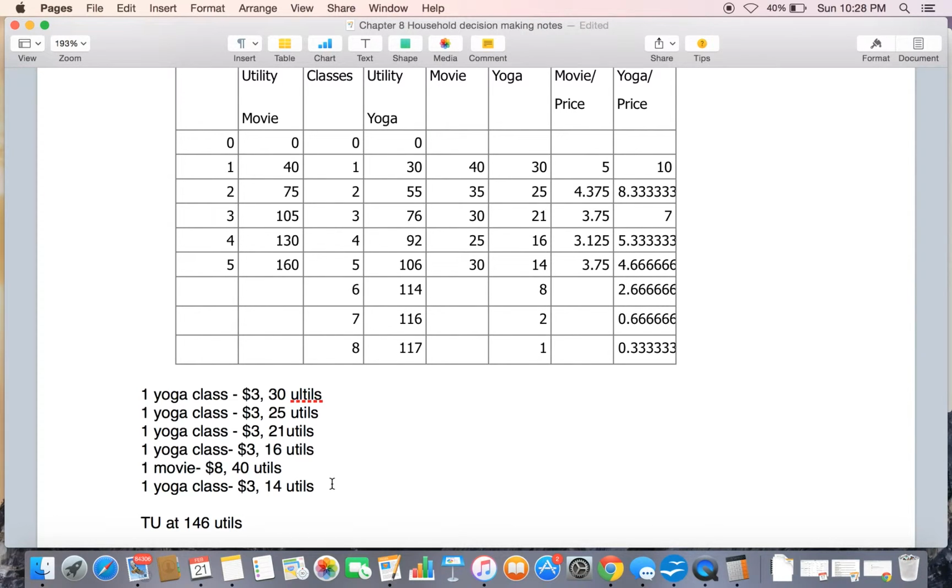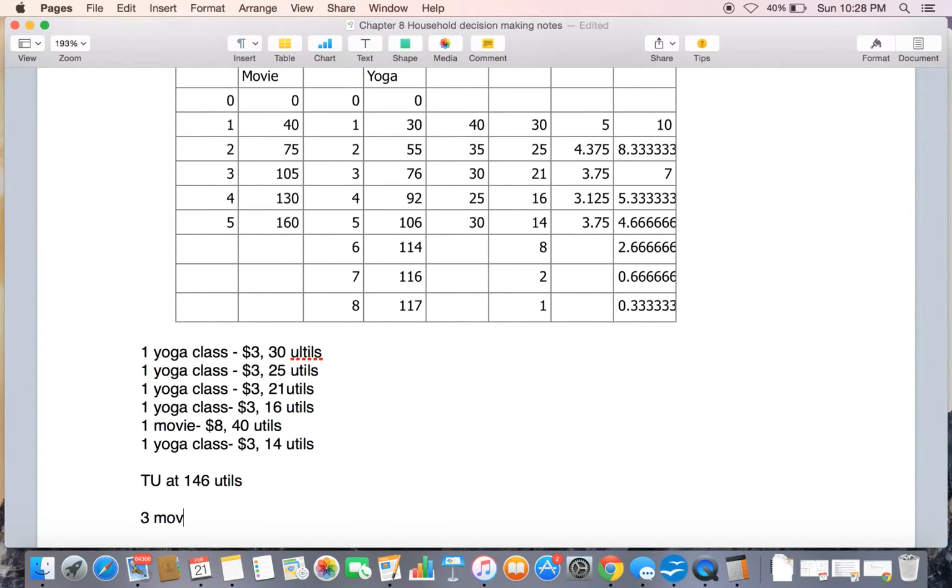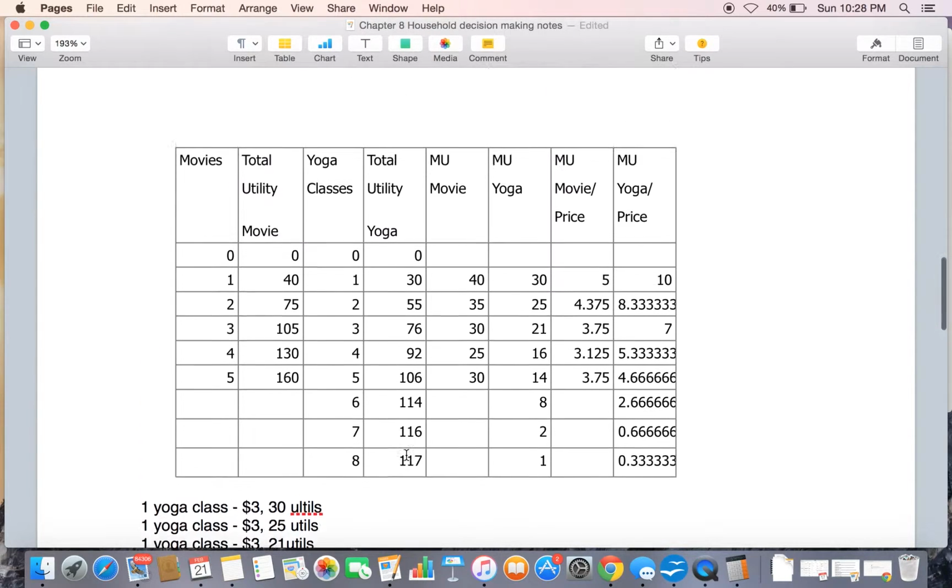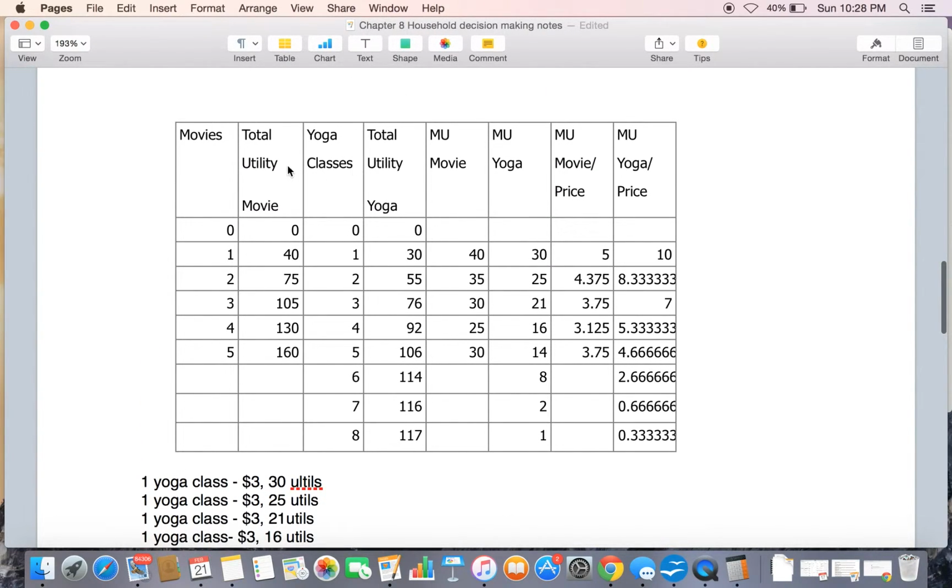Say, for example, we just went to 3 movies. What would be our total utility? Well, let's take a look. Our total utility of going to 3 movies is 105 utils. So this definitely isn't going to maximize our total utility.